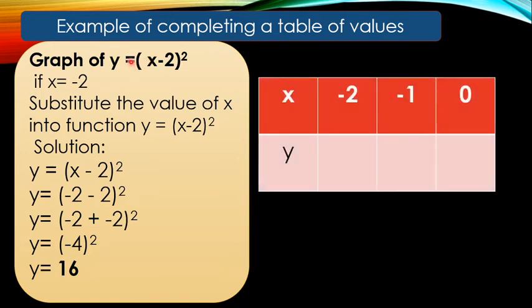And given this table, you're just going to substitute the value of x here, then solve. So we have here negative 2 for our first value of x. So we have negative 2 plus negative 2, we get negative 4. And then square, we have positive 16. And our first ordered pair is negative 2, 16. And you're just going to continue solving this to get the other values of y.